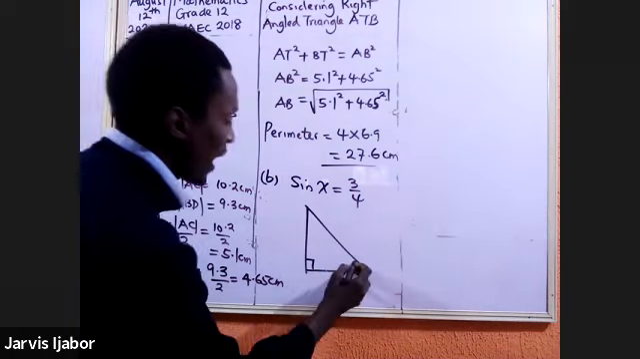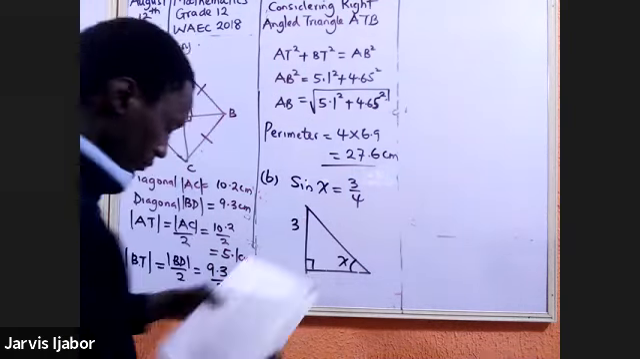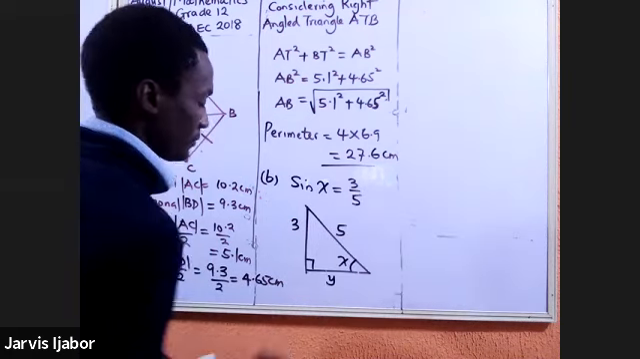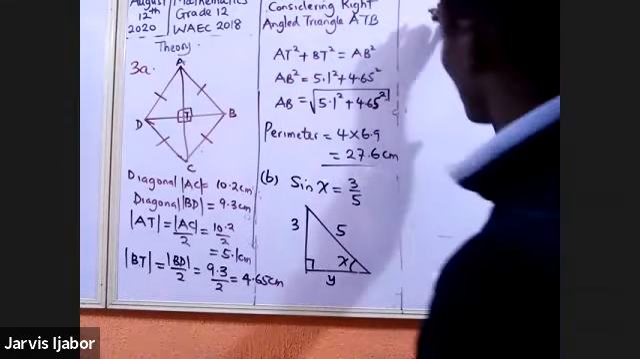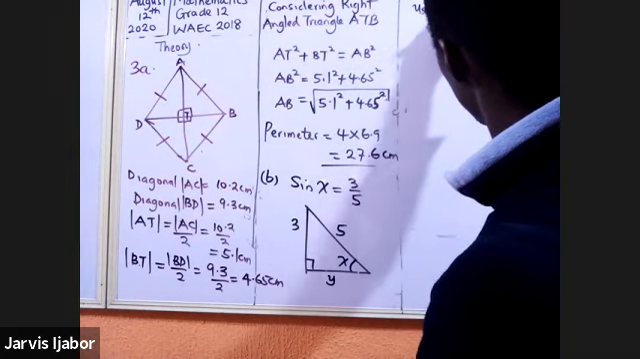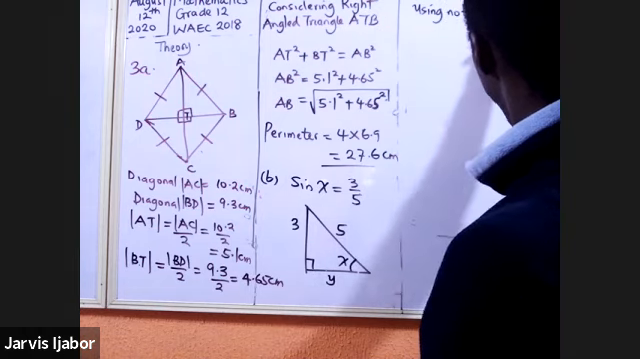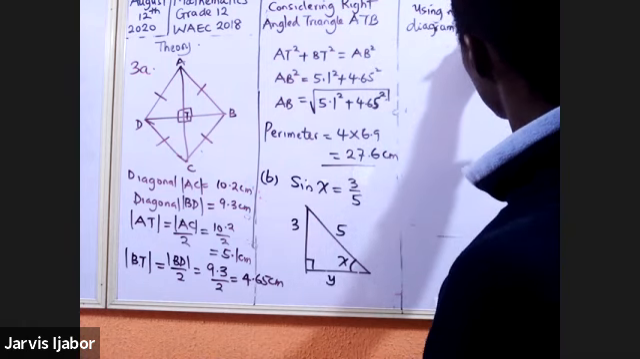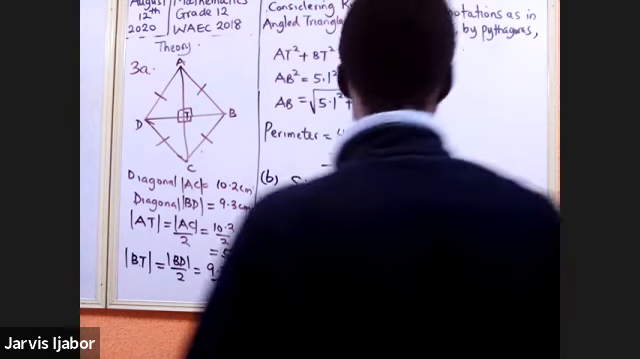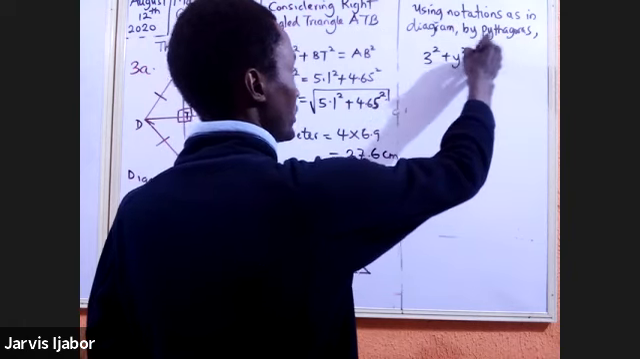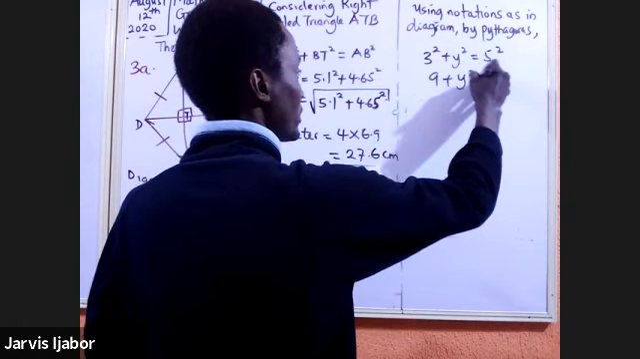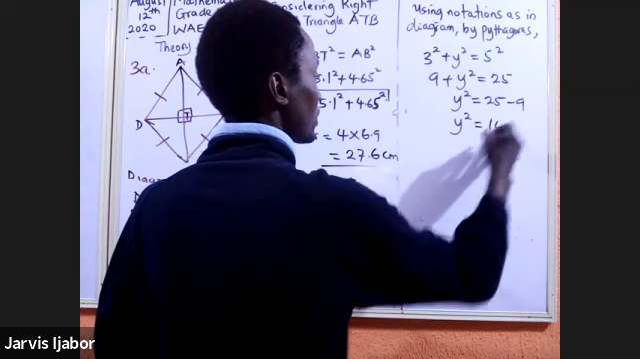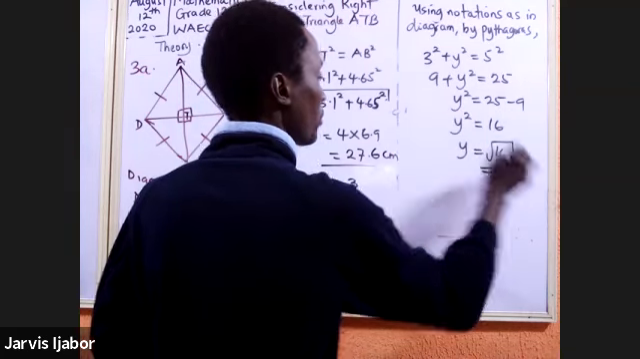Now, this will be x. This will be 3 over 5. Sorry about that. That's 3 over 5, and let's call the other side y. By Pythagoras, using notations as in the diagram, we have that 3 squared plus y squared is equal to 5 squared. 9 plus y squared is equal to 25. Y squared is equal to 25 minus 9, and y squared is equal to 16. Y will be the square root of 16, which will now be 4. So y is equal to 4.